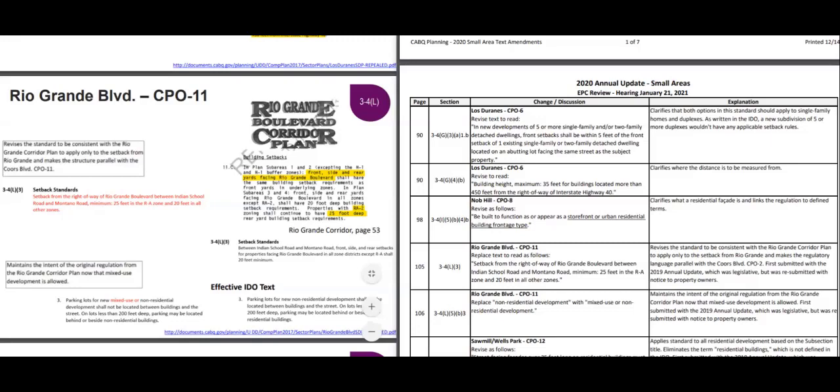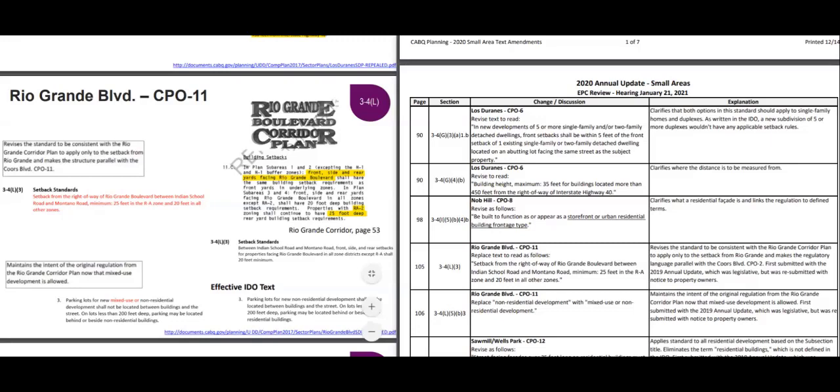Second change is shown down here. This is to a parking standard. It is subsection 3L5B3. And what the change would do is it would replace the words non-residential development with mixed use or non-residential development. And the reason for the change is so that we can maintain the intent of the original regulation from the corridor plan that mixed use development is allowed and the standard would apply.